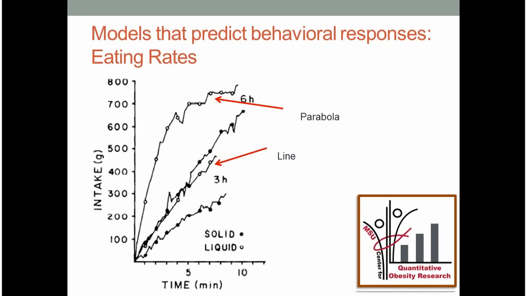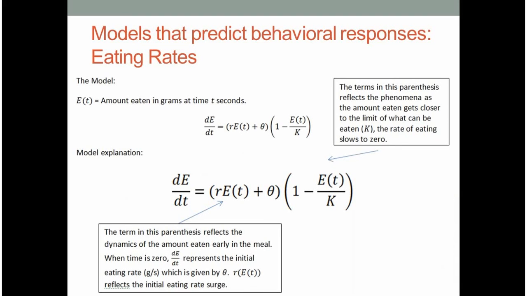So that is a very unique model in population biology. That's called the Verhulst model, or the logistic differential equation, with a slight modification. So I decided to see what would happen if I took the amount eaten in grams at time t seconds, the cumulative eating curve data, and model it using the logistic differential equation. Just to give you a quick picture, we show this to maybe Calculus 2 students.